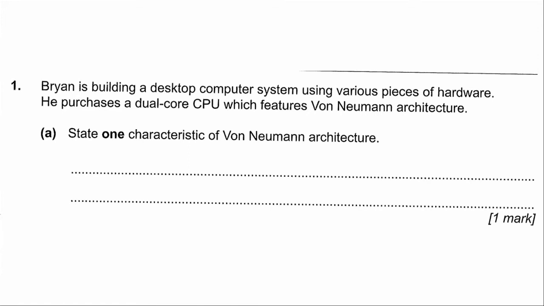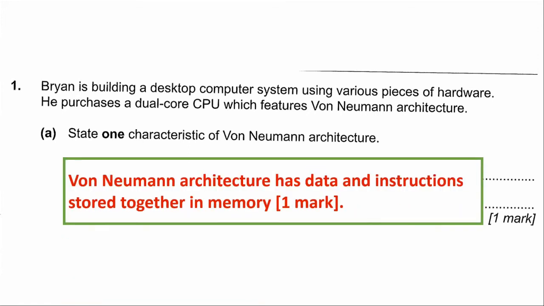So for this question here, all we really need to say is that the von Neumann architecture has data and instructions stored together in memory. And that's a very simple 1-mark question.